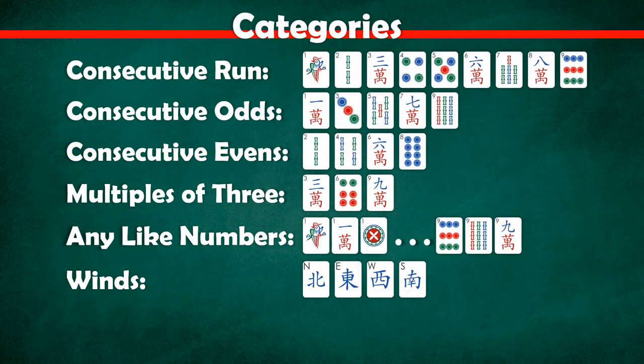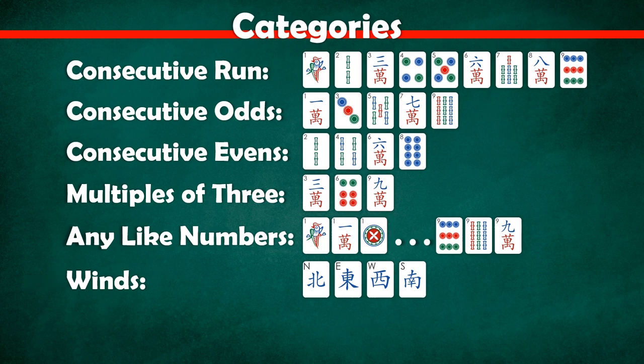Next, you will need to select a set of tiles from a category. The categories are modeled after the standard sections on the National Mahjong League card. Consecutive run, using numbers 1 through 9. Consecutive odds, using 1, 3, 5, 7, 9. Consecutive evens, using 2, 4, 6, 8. Multiples of 3, using 3, 6, 9. Any like numbers, using only one number between 1 and 9. And a winds category, using north, south, east, and west tiles.